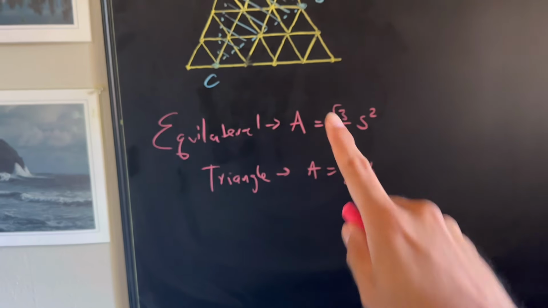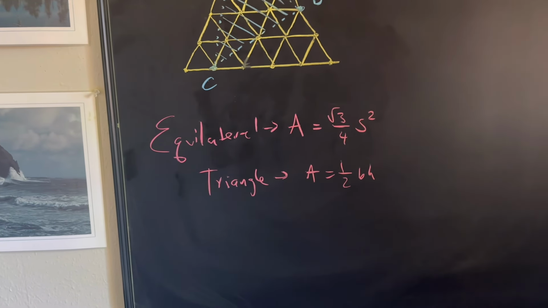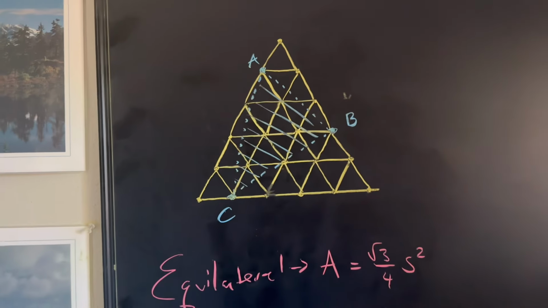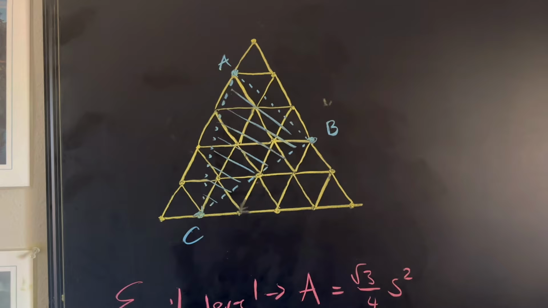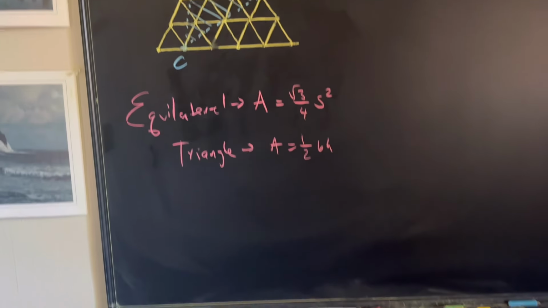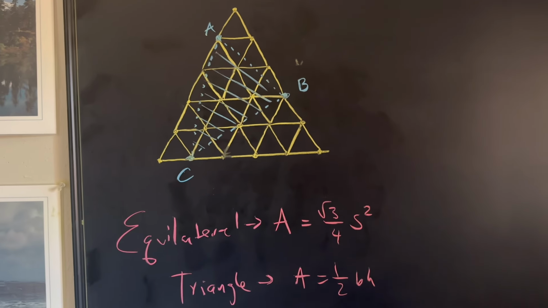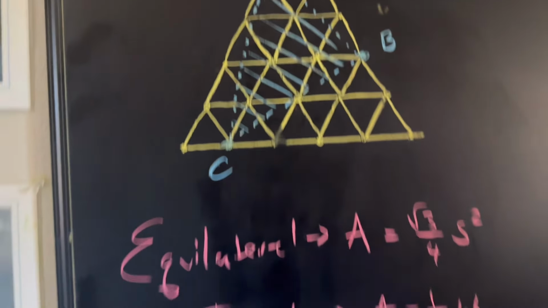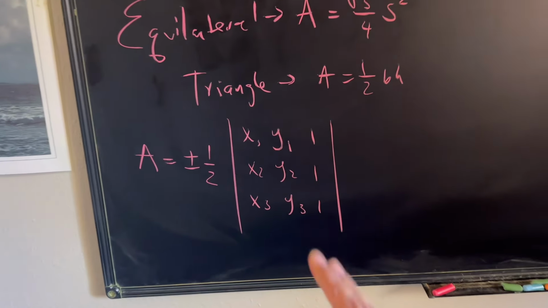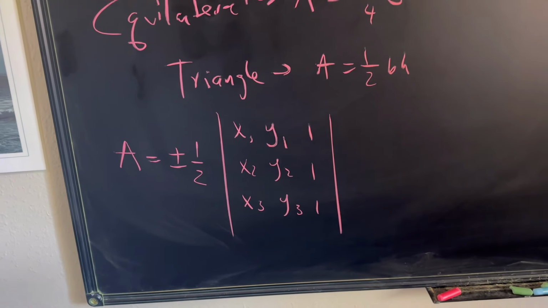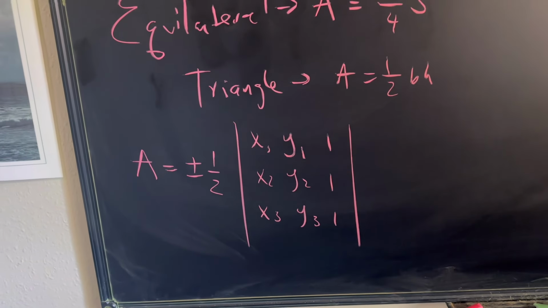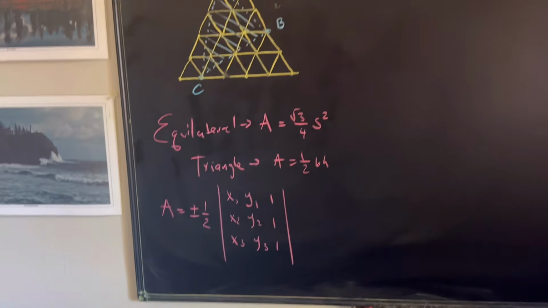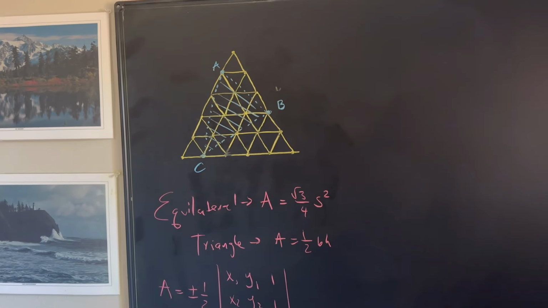Now we have the area of the equilateral triangle and the area of a regular triangle, but let's talk about how to find the area given 3 particular points for the vertices of a triangle. There's a cool formula in linear algebra that tells us that if we have the coordinates of A, B, and C, you can find the area by setting them up into a matrix, finding the determinant, and then multiplying by 1/2, or dividing by 2 if you want to think of it that way. But the problem is, how in the world do we find these particular coordinates?